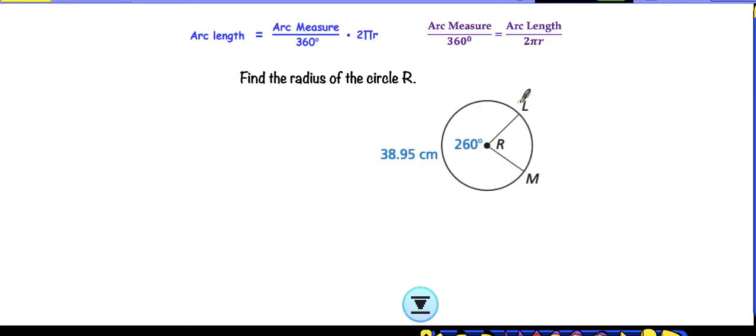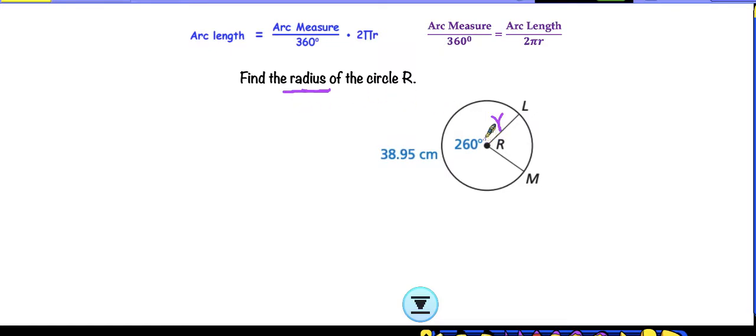In the second example, based on the information we have here, the central angle is 260 degrees, and the arc length is 38.95 centimeters. In this case, we don't know the radius. So the radius is the one we need to find. Again, as I mentioned, when you find this one, I feel like the second formula is easier to use. So let's plug in the values we know.